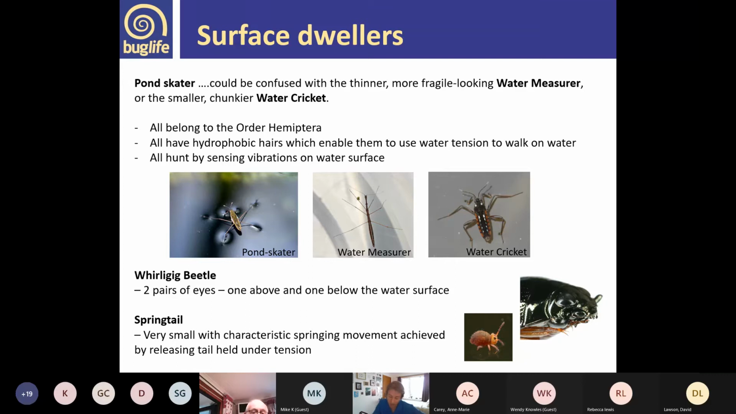So if a small animal was to fall into a pond, then if there were a lot of pond skaters about, you would quite often see all of the pond skaters darting towards that prey as quickly as possible and feeding en masse.